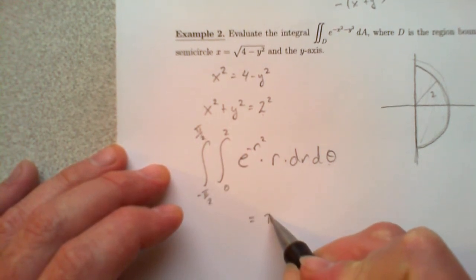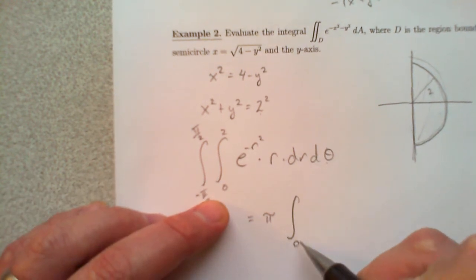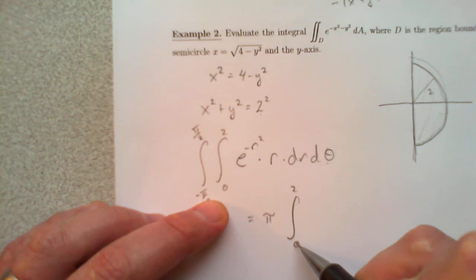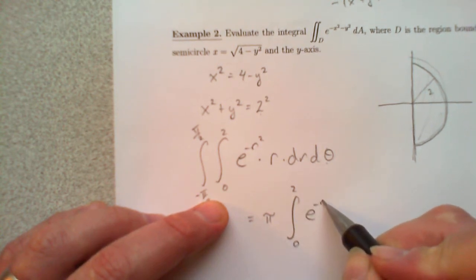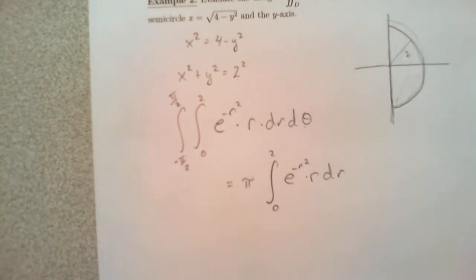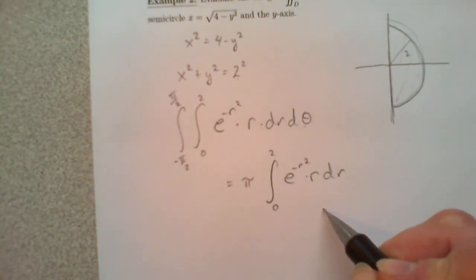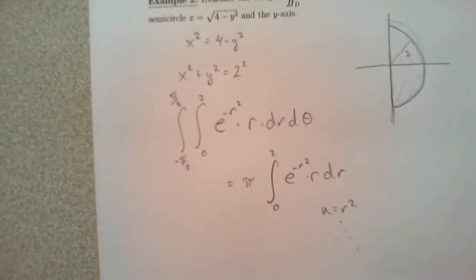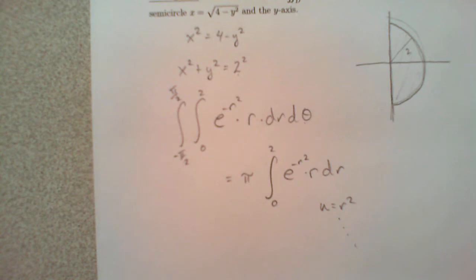So the end answer right now is pi times, not end answer, sorry. The next line is pi times the integral from 0 to 2 of e to the minus r squared times r dr. And then again, you're at a Calc 1 integral, and you let u equal r squared. You'll bump that out and be able to finish the integral in just a second.